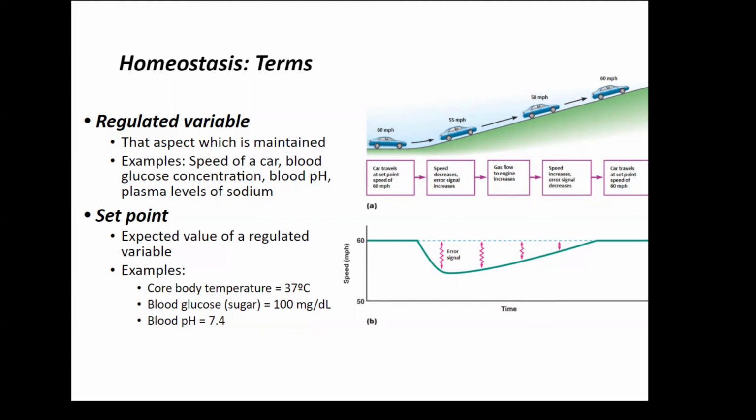So our regulated variable is what we're controlling, and the set point is our expected value. Our set point is where we want it. A set point for your core body temperature is 98.6 degrees Fahrenheit, or 37 degrees Celsius. Your set point for blood glucose is 100 milligrams per deciliter. Your set point for blood pH is 7.4. So that's what we would write here on the y-axis if we were talking about regulating one of these homeostatically controlled variables, one of these regulated variables.